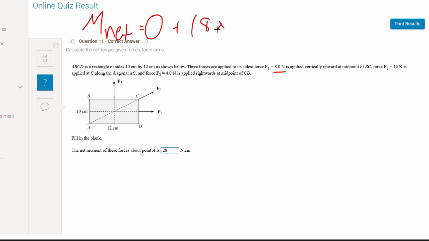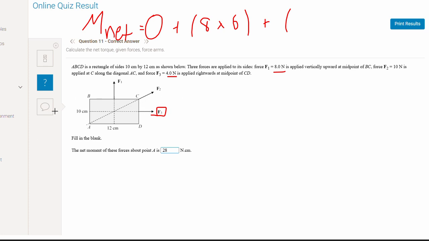8 times, we extend the lever arm. This is your distance, that is perpendicular, so this is 6. 8 times 6. Plus, now we need the force of F3 here. We know already it's 4, but it's not actually 4, it's negative 4. Why? Because it is clockwise.